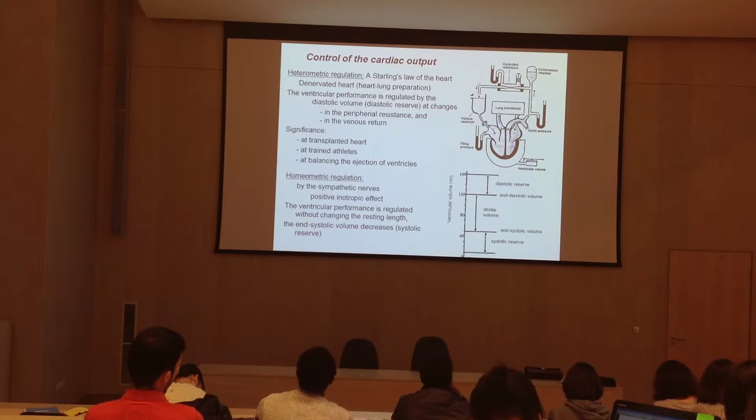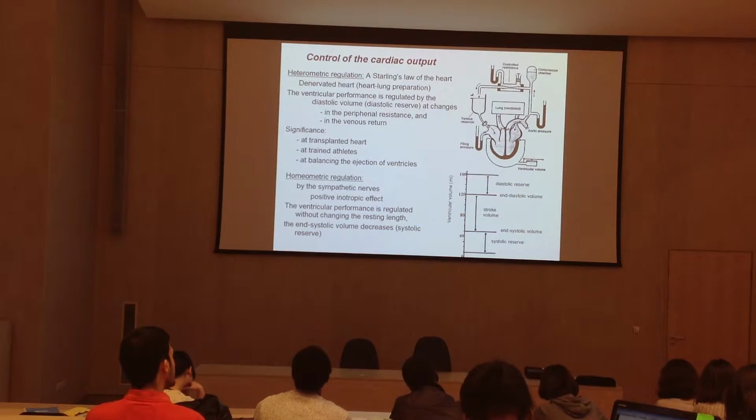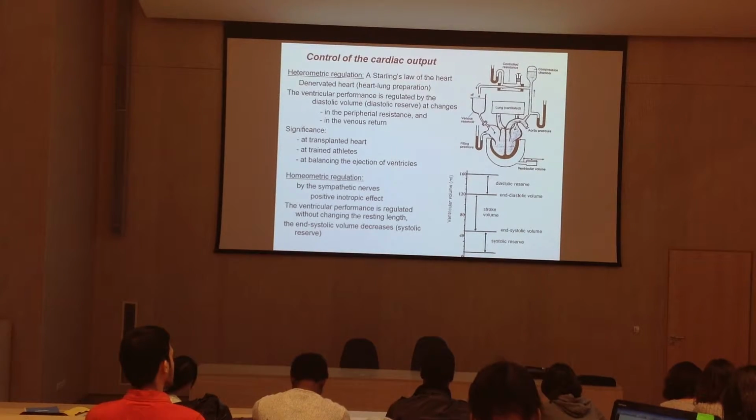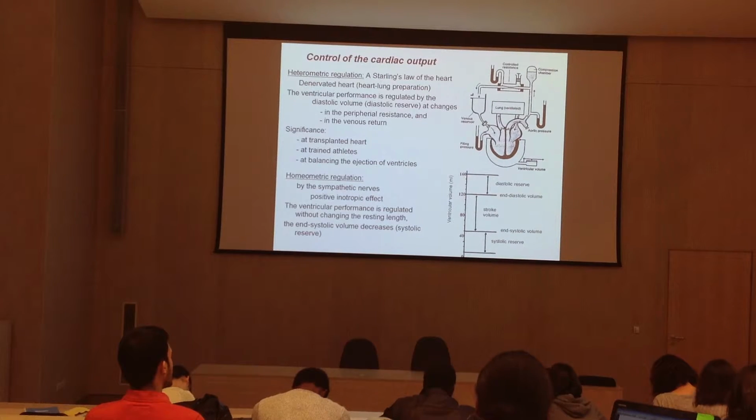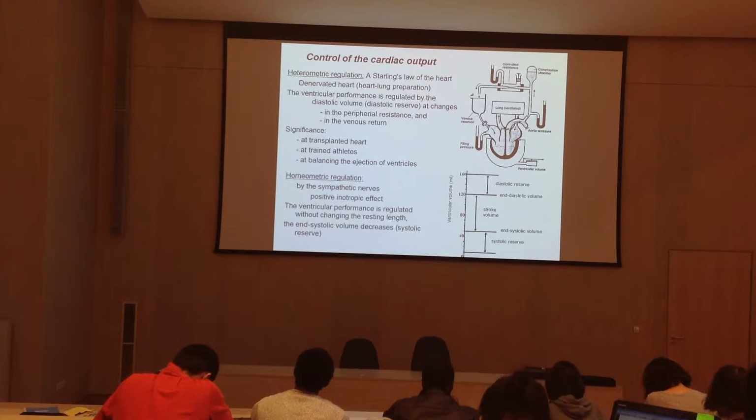Now, we turn back to how the cardiac function is controlled. Basically, there are two possibilities. The first one is the heterometric regulation, which means that the length of the fibers changes. Increasing the resting length, the contractile response and the cardiac work will be larger. This is heterometric because the length changes.